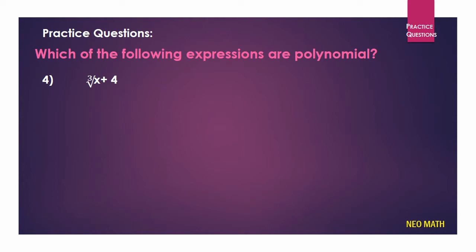Fourth question. Cube root of x plus 4. So this can be written as x power 1 by 3 plus 4. Cube root of x can be written as x power 1 by 3. Fourth root of x can be written as x power 1 by 4, isn't it? Yes. Here we have two terms, x power 1 by 3 and 4.